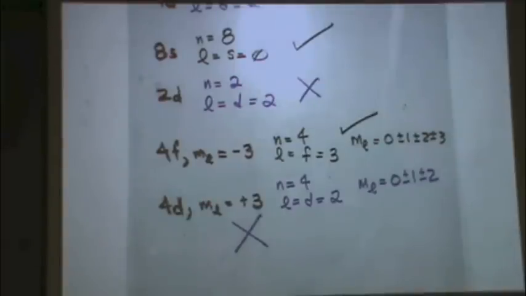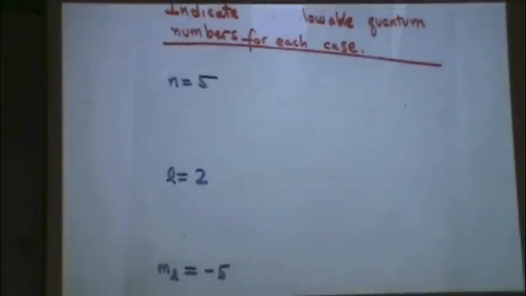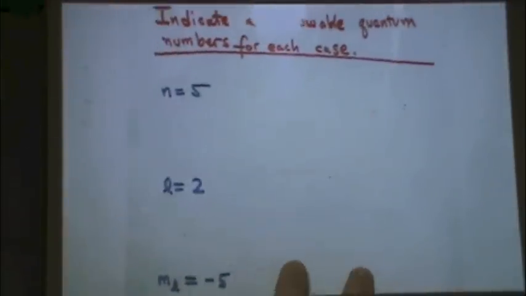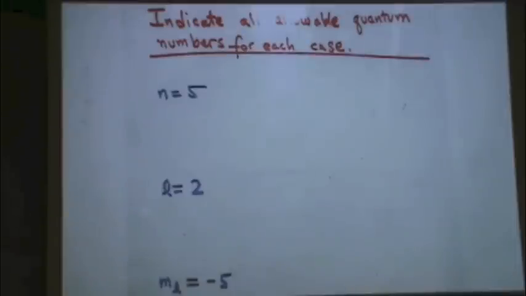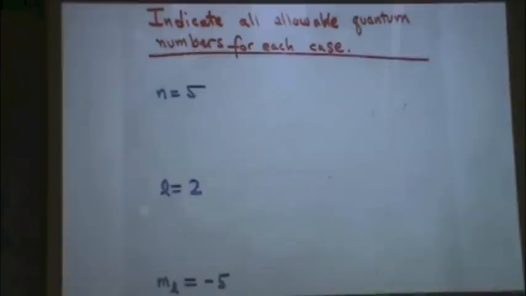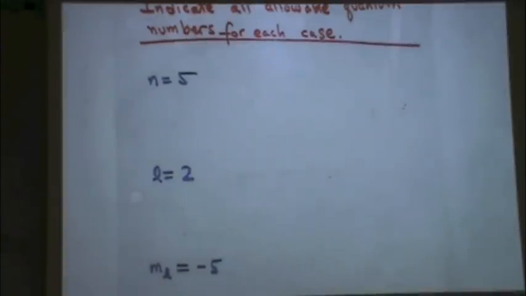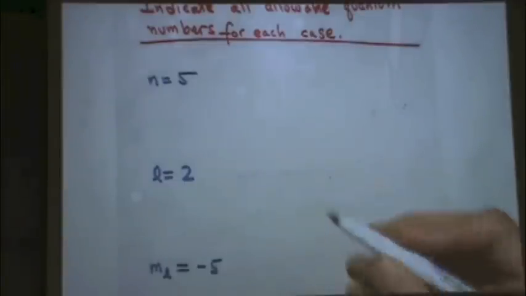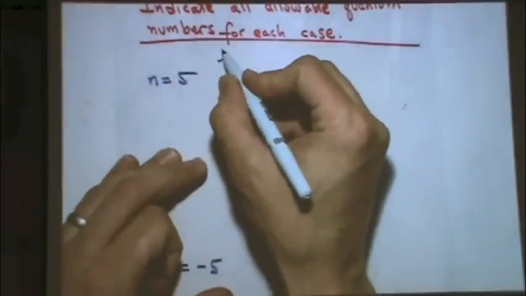Any questions on any of these? Okay. Let's try the next one. This is another way to write a quantum number question. Find all the allowable quantum numbers for each case. So if n equals 5, we want to say what all would be possible. Well, if n equals 5, let's start with l.